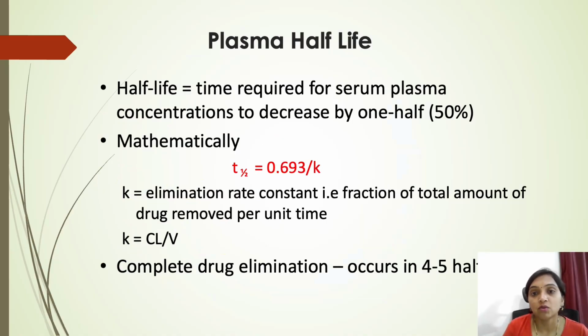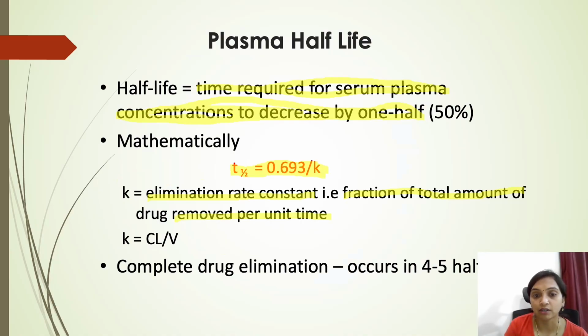Next slide, this is about plasma half-life. What is plasma half-life? Plasma half-life is the time required for the drug concentration to become half of its original value, that is 50% of the concentration. That is T half. Mathematically it is given by this formula: plasma T half is equal to 0.693 divided by K. K is the elimination rate constant, which means the fraction of the total amount of drug removed per unit time.